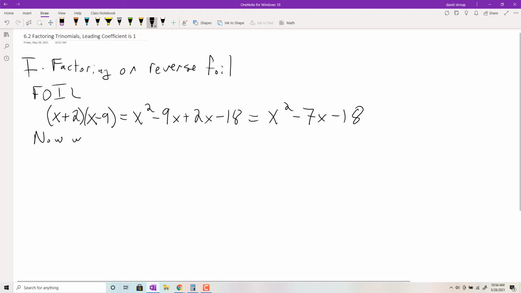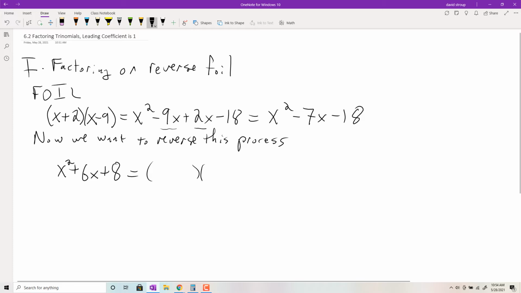Now we want to reverse this process. The hard part is figuring out the numbers in the middle that will add together to give you this last term. All right, let me just show you an example. This is ultimately what we want to do: we want to factor it into two binomials.